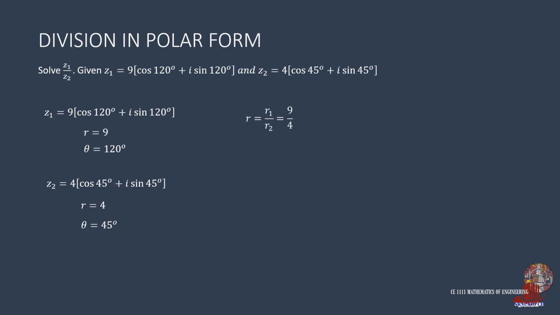Divide r1 by r2, and that is 9/4. Theta is then theta 1 minus theta 2, that is 120 minus 45 to have 75 degrees. So the quotient of the complex numbers is 9/4 of cosine 75 plus i sine of 75 degrees.